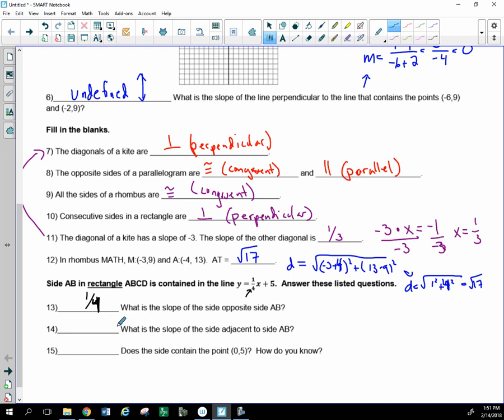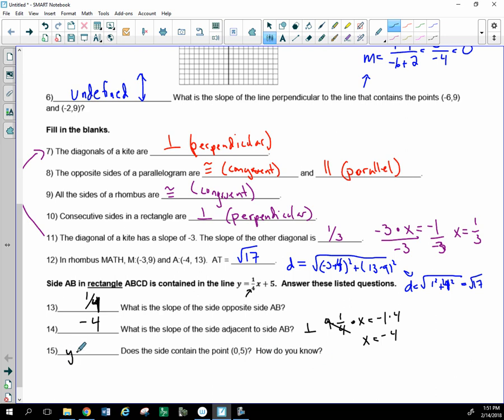All right. What is the slope of the side adjacent to this? Well, if it's a rectangle, then the sides are perpendicular, so I would have to take 1/4 times something to get -1. I would multiply by 4 on both sides to get rid of this division, and so I'm left with -4, and that is the slope I'm looking for. And then it asks, does the side contain the point (0, 5), and how do you know?